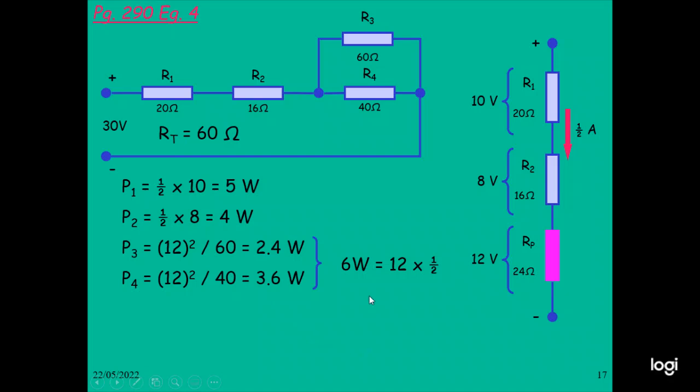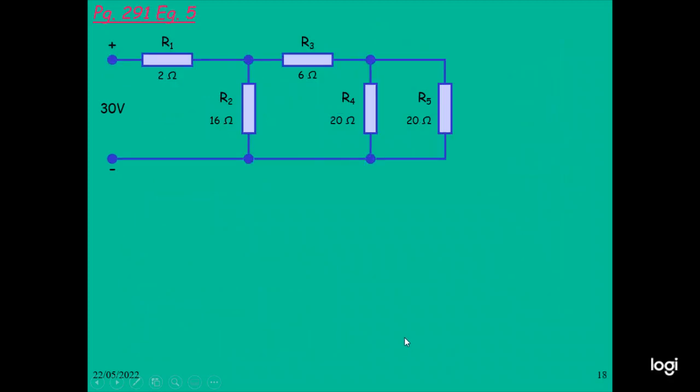And also the total power can be calculated. So that will be the voltage 12 volt and the current half, you got the 6 watt. P total is voltage square, 30 square, divided by the total resistance 60, you got the 15 watt. Therefore the PT equals the 5 watt and 4 watt and 2.4 and 3.6, you got the 15 watt.